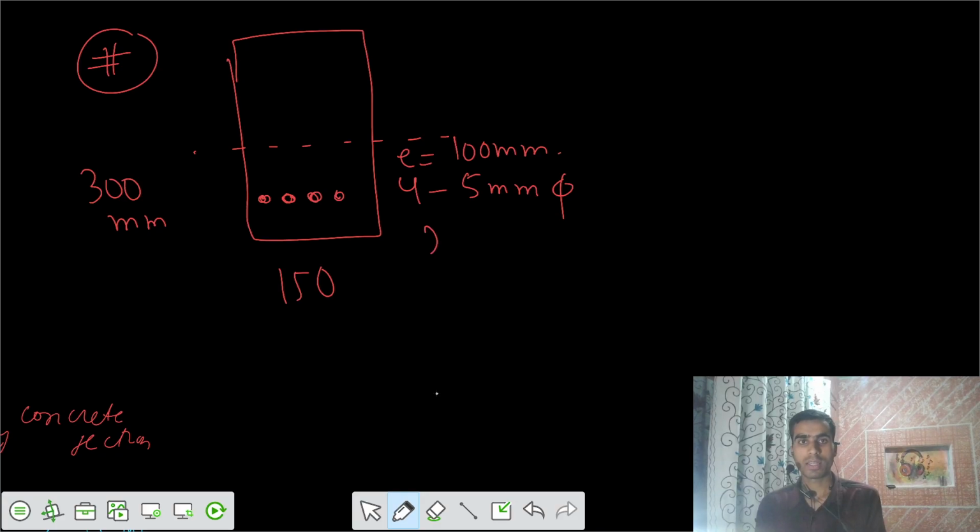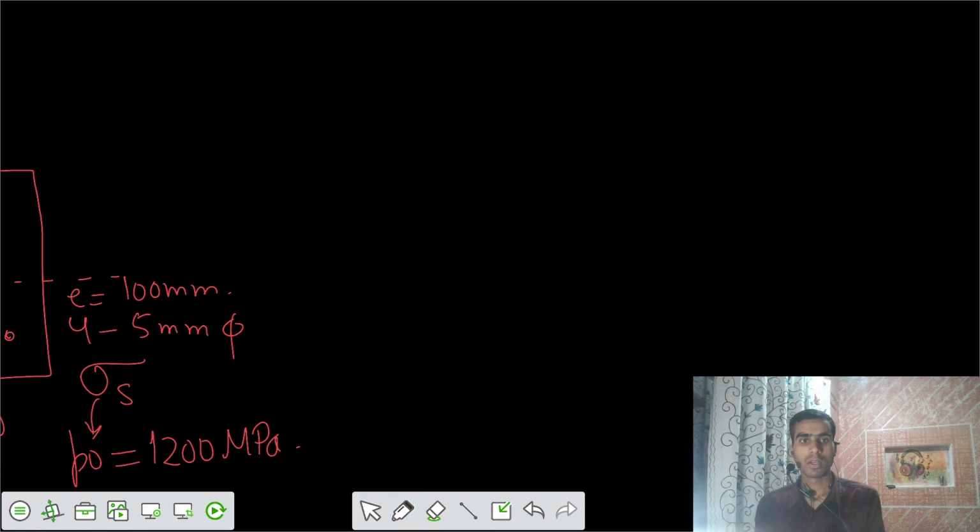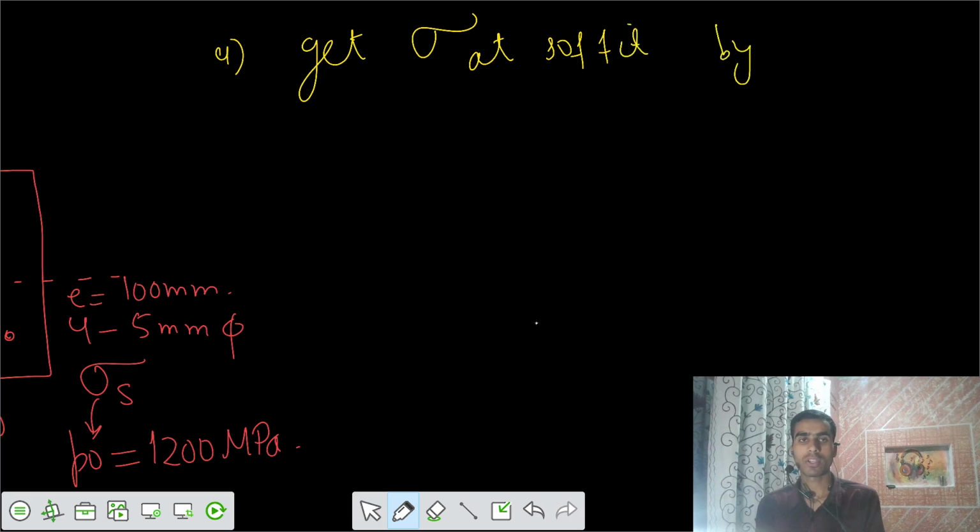And the stress in the steel that we represent by P naught, the initial stress in the steel bars, is equal to 1200 megapascal. Okay, now we have two different problems. The first one is that you need to get the stresses at the soffit, that means at the bottom, by considering what?